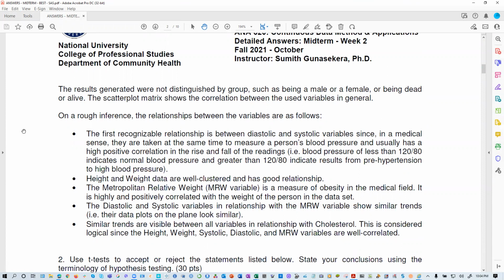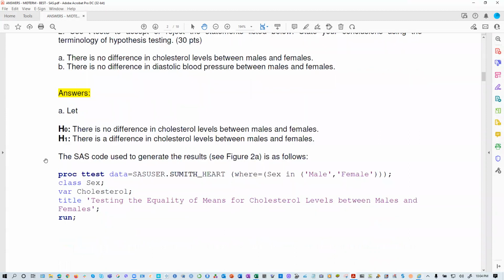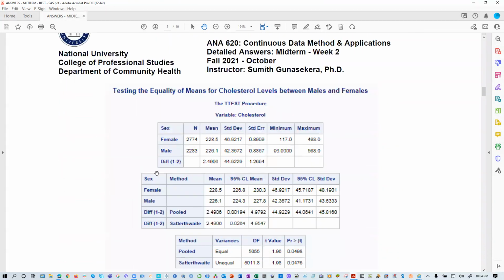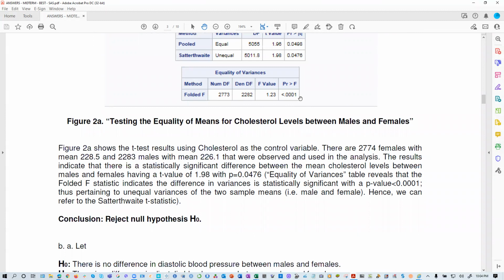Then when it comes to the test, you can write like this: there's no difference in cholesterol between males and females. Then you take part A and run that one and get the results. By looking at the equality of variance table, it revealed that the folded statistic indicates a difference of variance and statistical significance. You're going to mention this P.